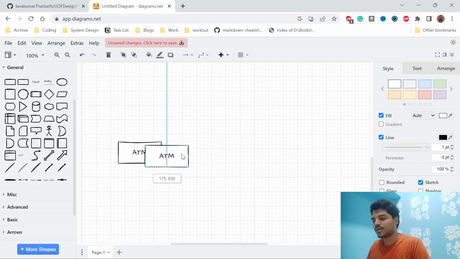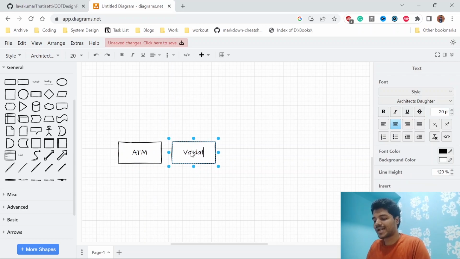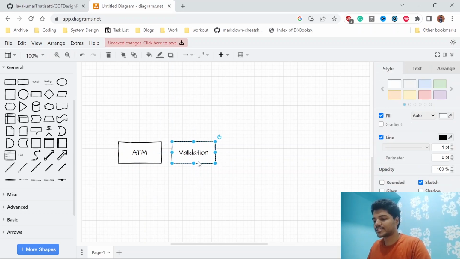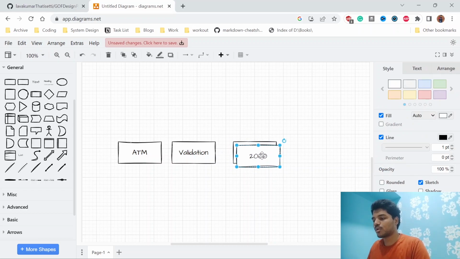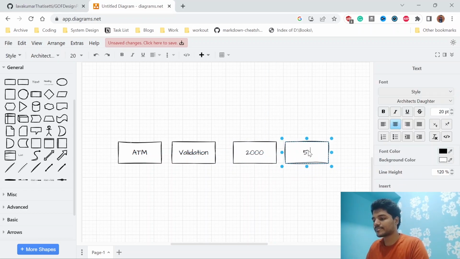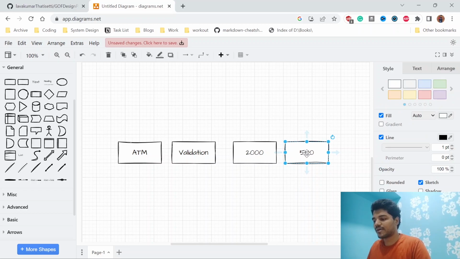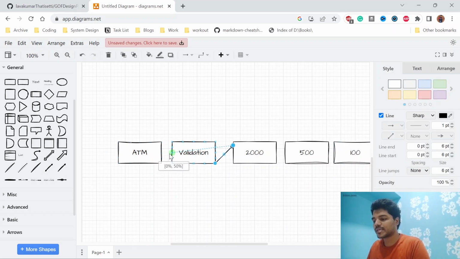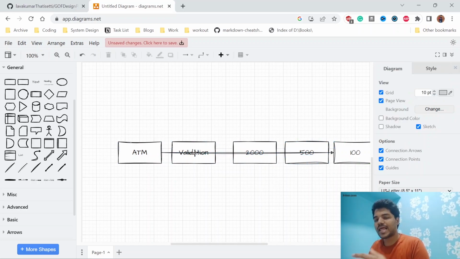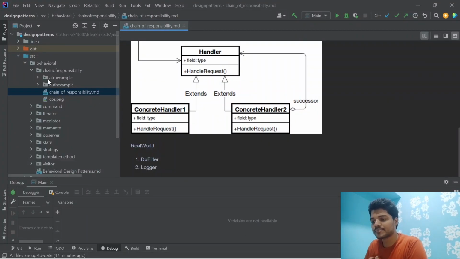So first there is the validation phase, and after validation there is the 2000 denomination. From 2000 denominations it goes to 500, and last from 500 to 100. This is how it works in an ATM, and everything happens in a sequential way. Let's see the example. I think you'll get more idea.